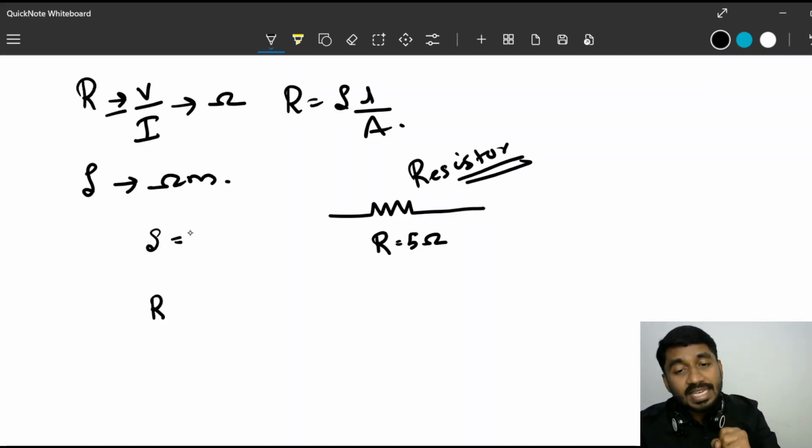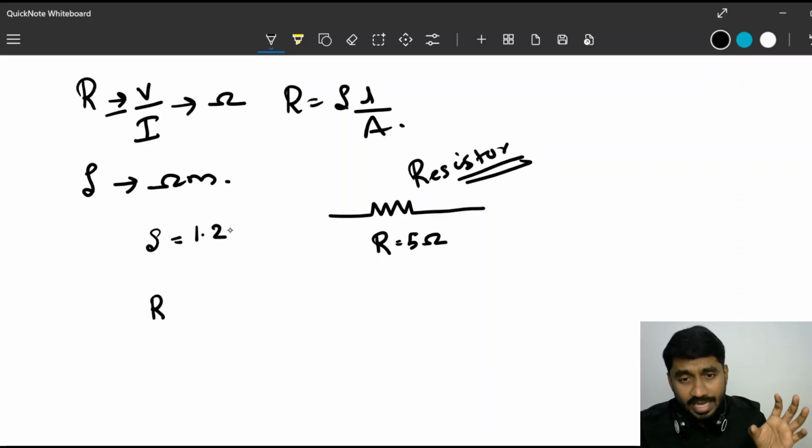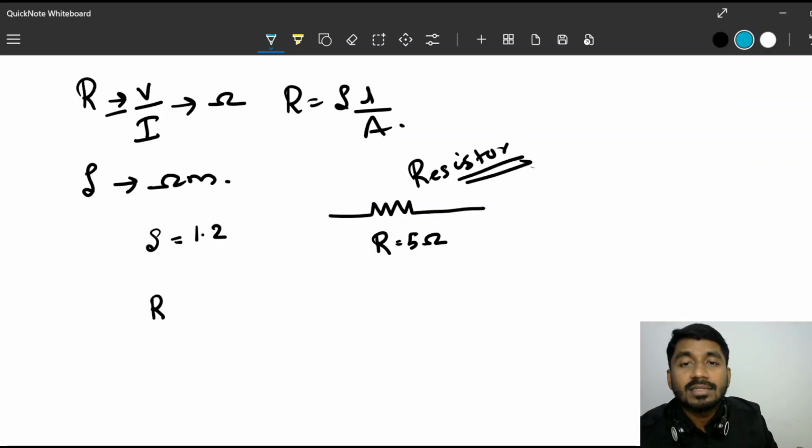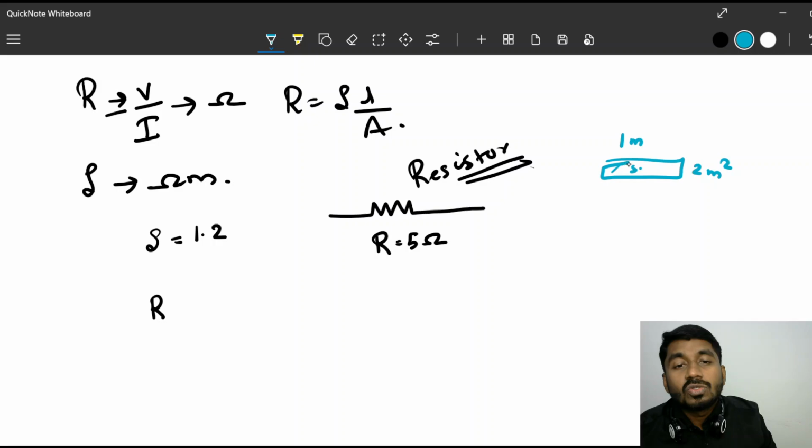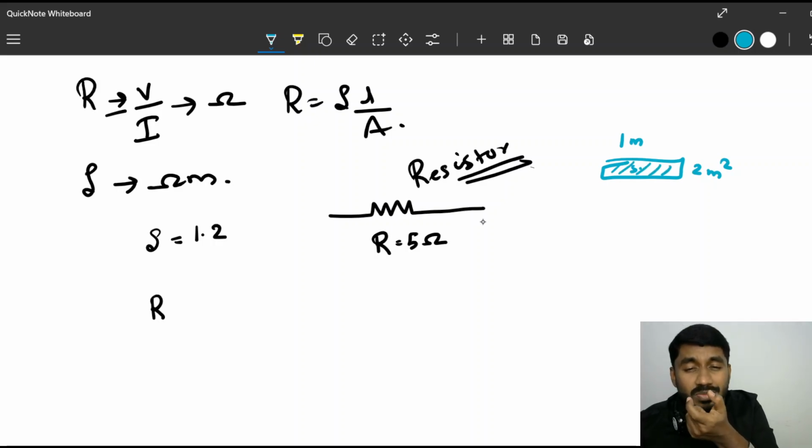For example, I am taking a steel. Just assume steel's resistivity value is 1.2. It's not the actual value. I am taking a steel bar like this. Okay, I will change the color. So this is a steel bar of length 1 meter, area 2 meter square. So what will be the resistance of this small piece?